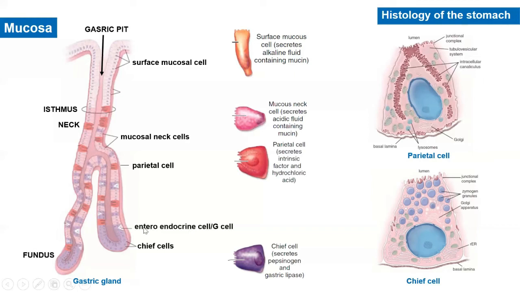Another cell is enteroendocrine cell, or such as G cell. Enteroendocrine cells situated all over the GI tract. They mainly secrete the gastrin in the blood. G cell secrete gastrin, and there are also D cell, EC cell, etc. And this gastrin stimulate the production of hydrochloric acid.